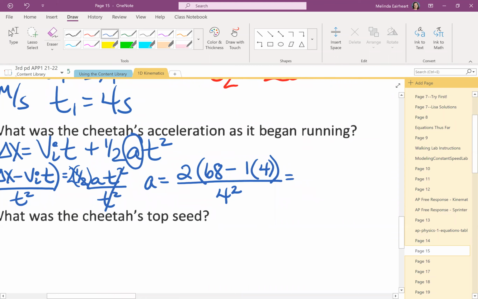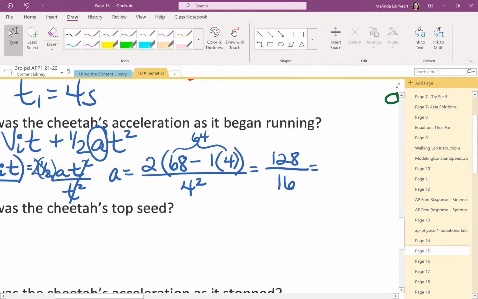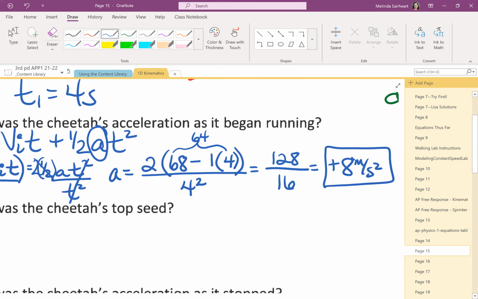And so 68 minus 4 is 64, times 2 is 128 in the numerator, and 4 squared on the denominator, and if you divide it out, 8. And we do come out positive. Should we get a positive acceleration? Yes. They're speeding up in the forward direction. Forward is positive. So they go from 1 meter per second and they speed up. It should be a positive acceleration. Good deal?